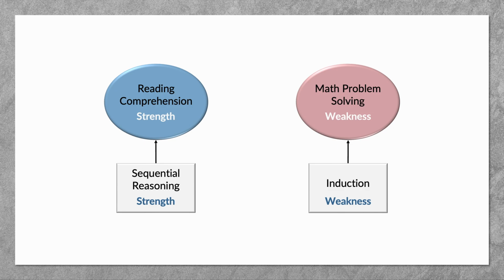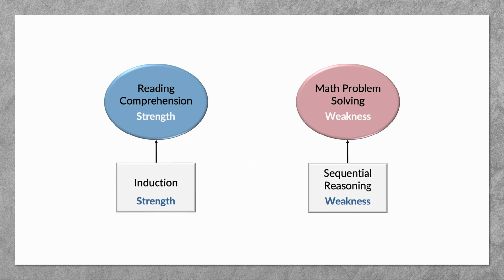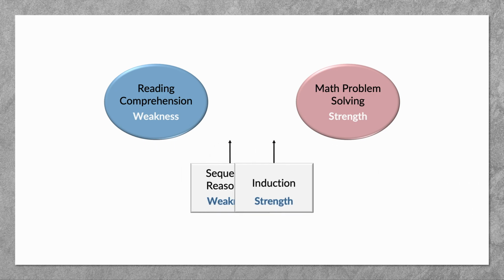But what if the child had a weakness in sequential reasoning and a strength in induction instead? Would you then say the strength in induction helps with reading comprehension because you need induction to figure out the main idea of stories, and the child is struggling in math because you need sequential reasoning to decide which operations to use when you're solving word problems? And now imagine you discovered you had made a clerical error, and the child really has a strength in math problem solving and a weakness in reading comprehension. Would the cognitive explanations switch back?